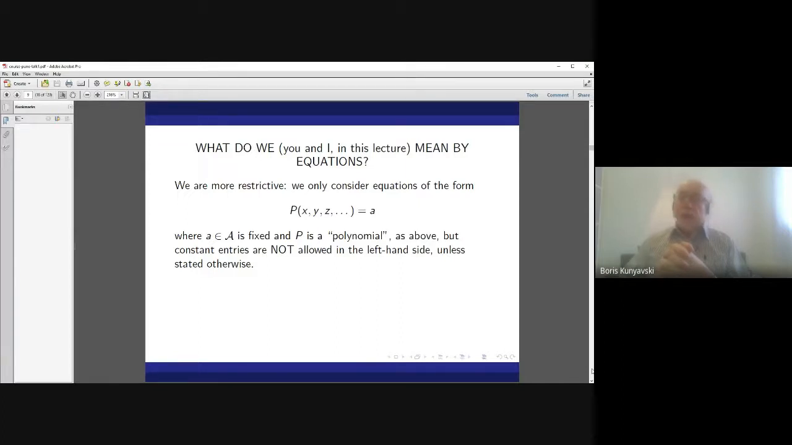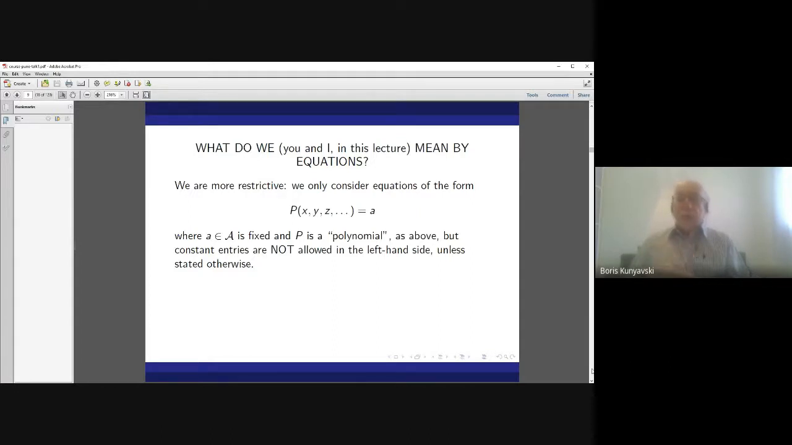So this means that the right-hand side is not an arbitrary expression, but we fix some element of our algebra. P is a polynomial as above, but also, look, we do not allow constant entries on the left-hand side, unless stated otherwise. Today, I will only consider this class of equations, but later, at some point, I will also say something about equations with constants. But as of now, it is not allowed.